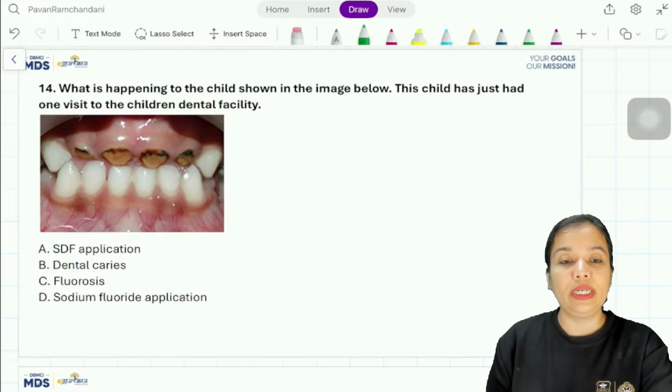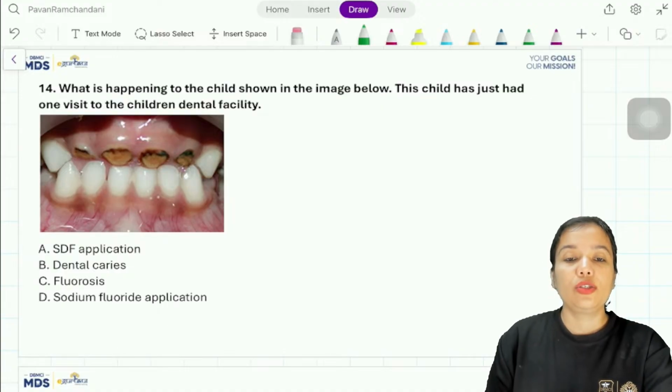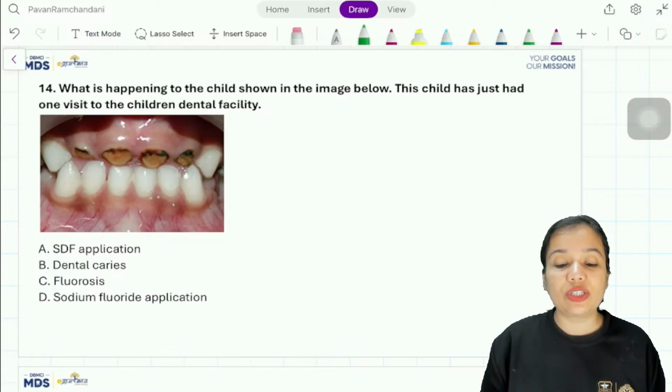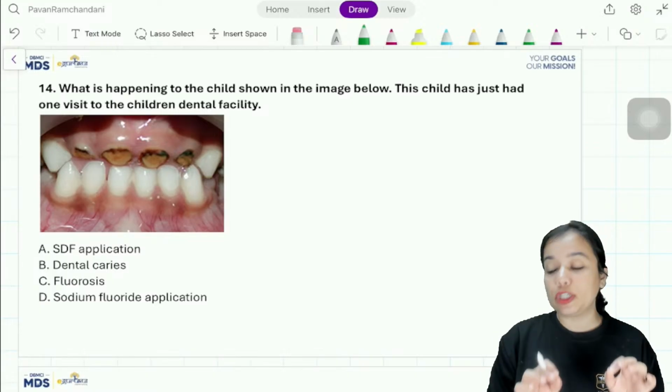Question number 14. What is happening to this child that is shown in the image below?